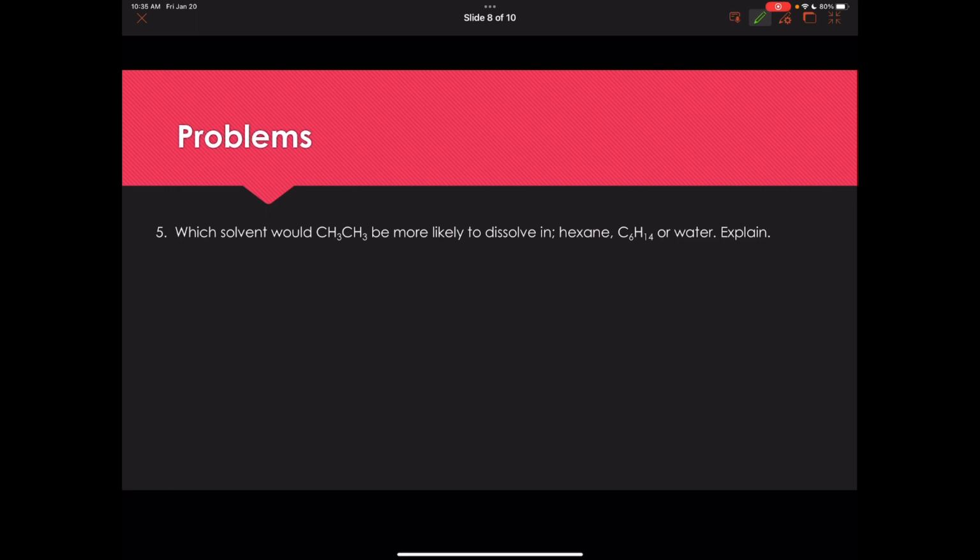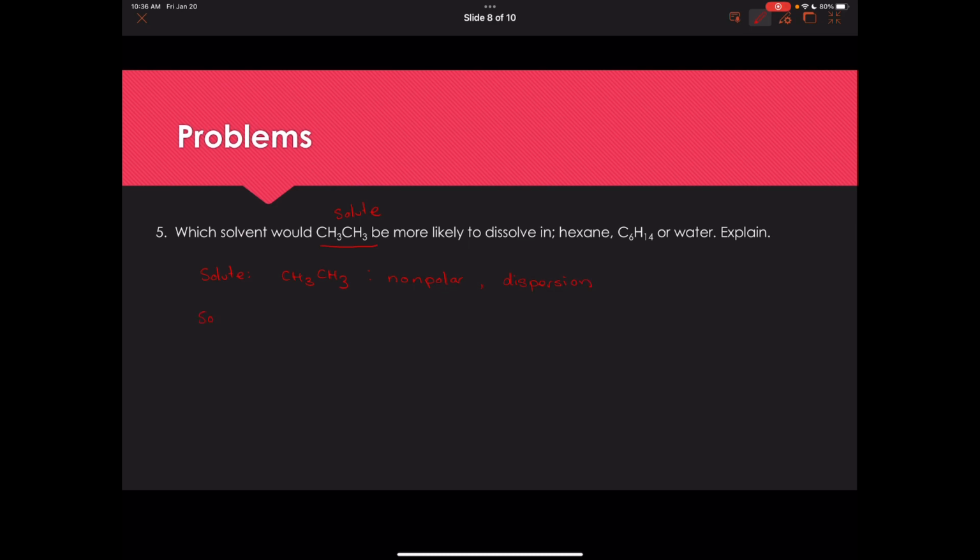Now looking at problem number 5, we're asked which solvent would CH3CH3 be more likely to dissolve in, hexane or water. So we're doing the same thing. So this time CH3CH3 is going to be the solute. Looking at that particular formula, there's only carbons and hydrogens, which makes this a nonpolar molecule. So as a nonpolar molecule, its only intermolecular forces are dispersion.